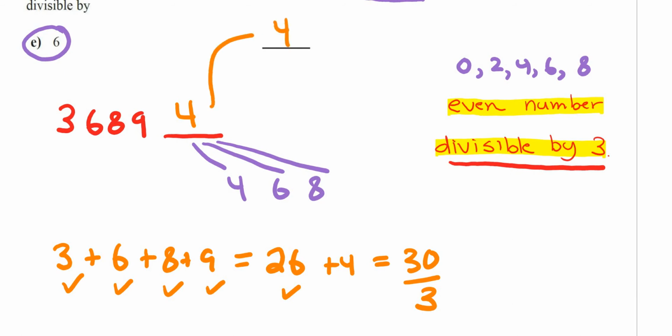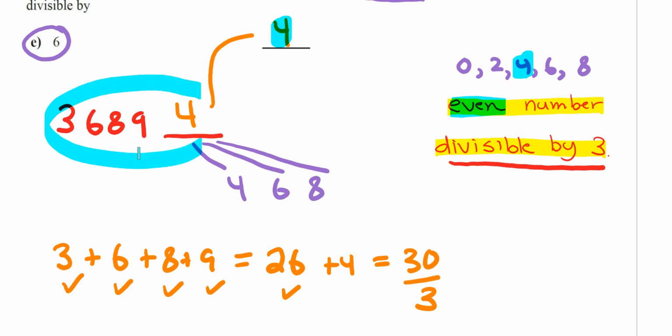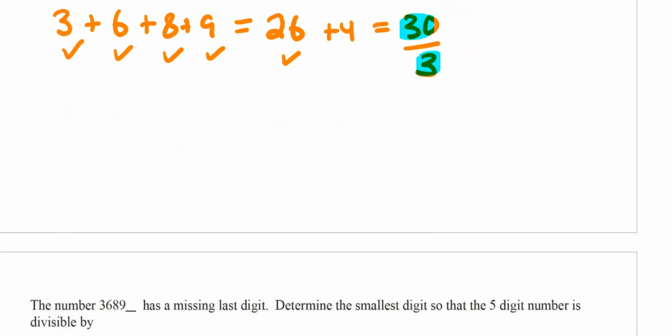The reason the last digit there is a 4 is because it's definitely an even number. And if I add up all these digits, 3 plus 6 plus 8 plus 9 plus 4, I get 30, and 30 is divisible by 3. And that's how you do that question there.